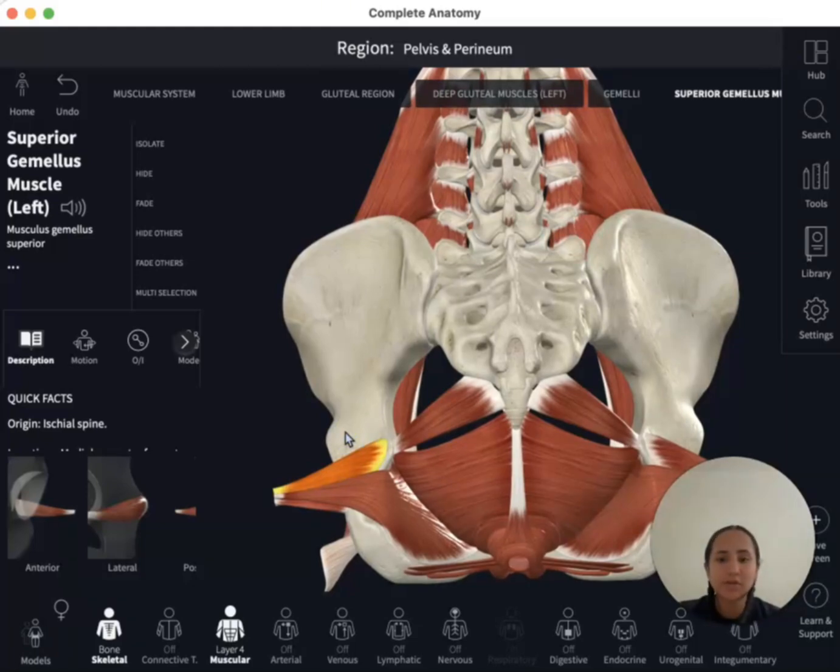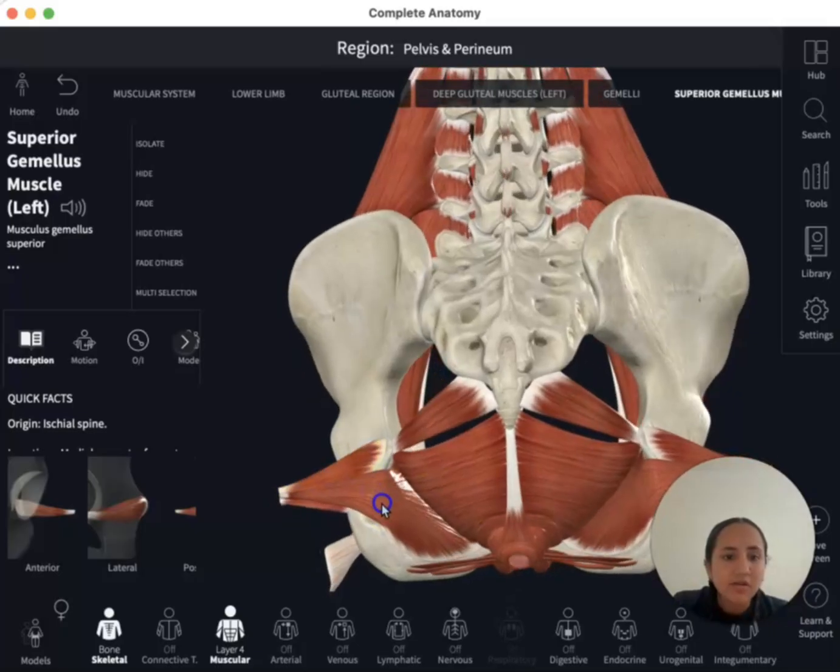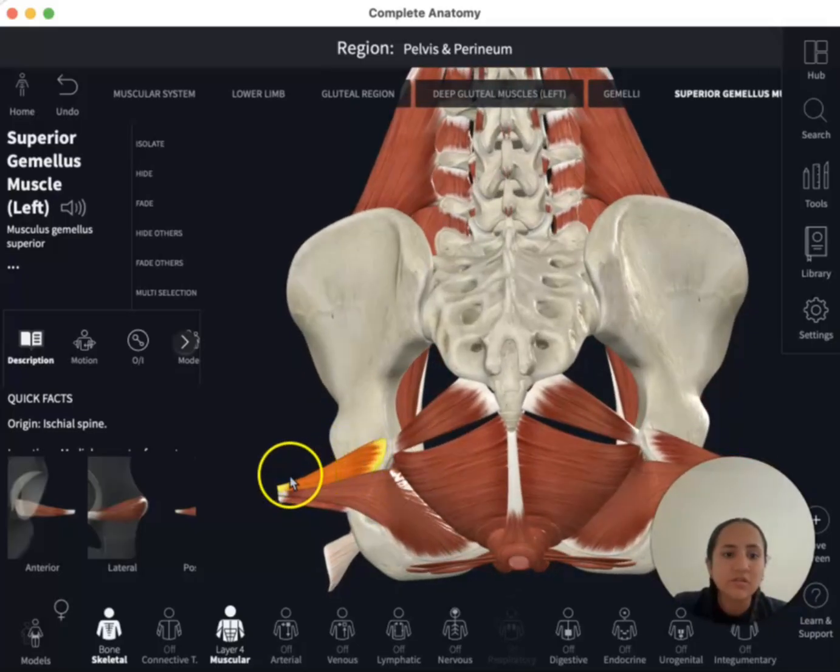The muscle fiber direction is that it goes laterally and downward. So it goes laterally and then down. The action for this is that it laterally rotates and transversely abducts the thigh at the hip joint. Some everyday actions that can be done because this muscle is moving your leg outward: if you were trying to get out of the car, you would put your leg outward first and then step up.